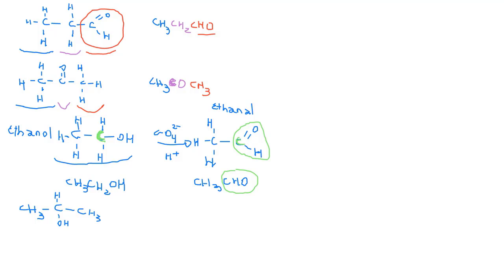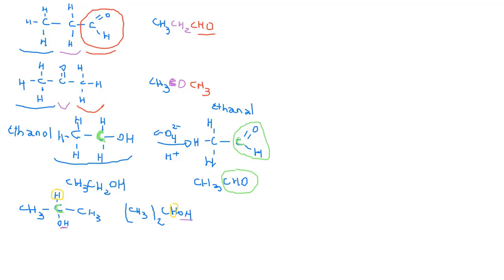In this case, because the carbon bearing the OH has 2 methyl groups, the condensed formula would be (CH3)2CHOH. Notice that this OH is this OH, and this hydrogen is this hydrogen.